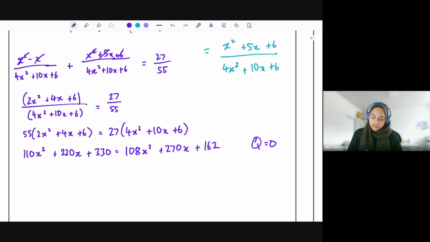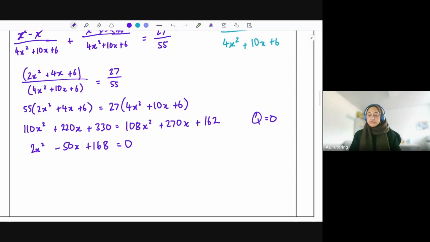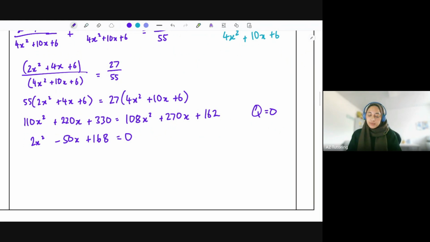Okay, so minusing 108x squared, I get 2x squared. Minusing 270x, I get minus 50x. And then minusing 162, so 330 minus 162 gives me 168 equals 0. This is what we're solving now to find x, but I can make it easier. They're all multiples of 2, so I can divide the whole thing by 2. So I get x squared minus 25x plus 168 divided by 2 gives me 84, and that equals 0.